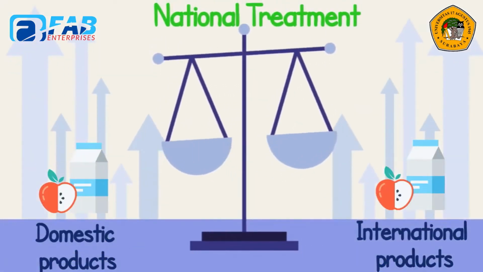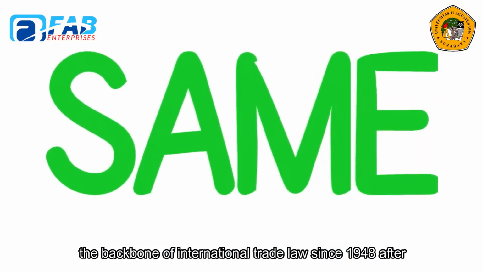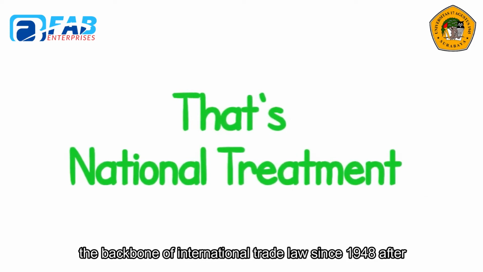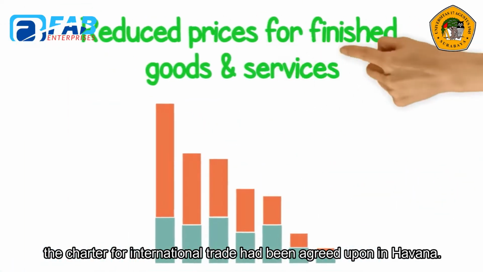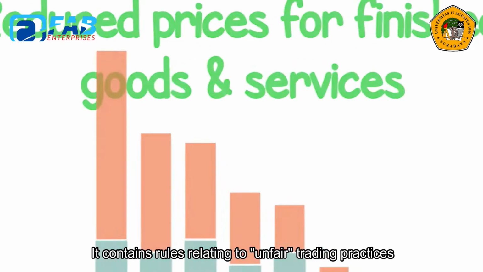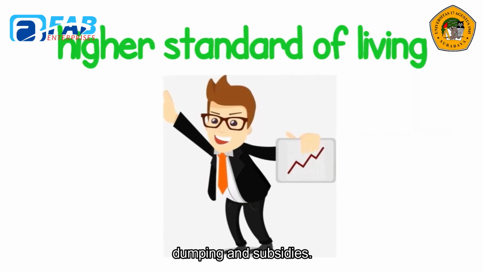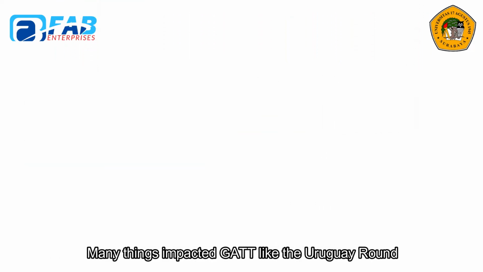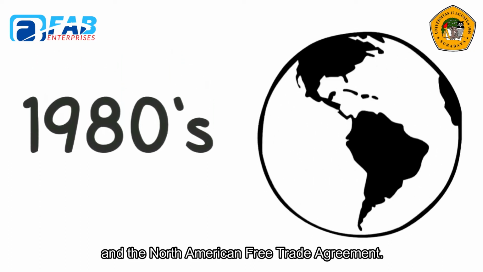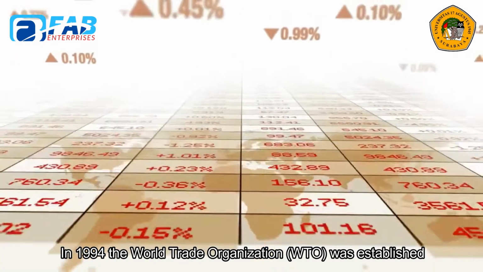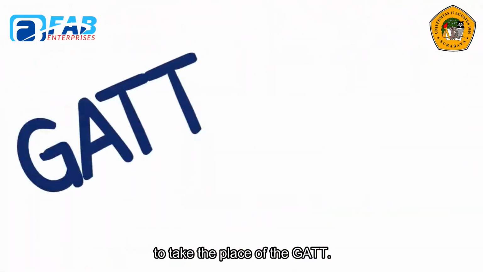Trade in goods. The General Agreement on Tariffs and Trade has been the backbone of international trade law since 1948 after the Charter for International Trade had been agreed upon in Havana. It contains rules relating to unfair trading practices, dumping and subsidies. Many things impacted GATT like the Uruguay Round and the North American Free Trade Agreement. In 1994 the World Trade Organization, WTO, was established to take the place of the GATT.